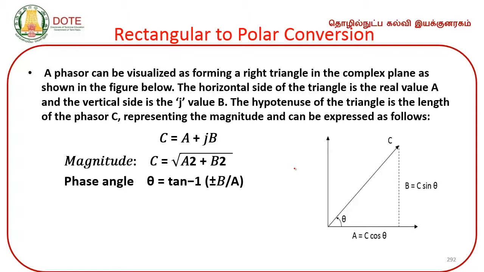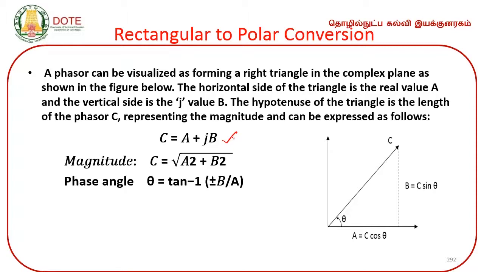A phasor can be visualized as forming a right triangle in the complex plane as shown in the figure below. The horizontal side of the triangle is the real value A and the vertical side is the j value B. The hypotenuse of the triangle is the length of the phasor C, representing the magnitude, and can be expressed as follows. As we have already learnt, C is equal to A plus JB.